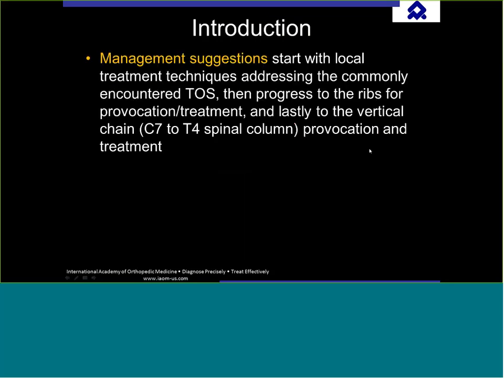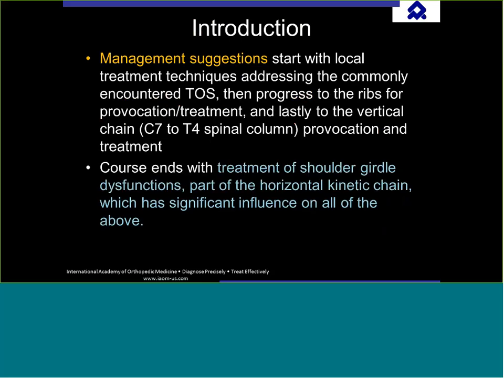Management suggestions start with local treatment techniques, because if we're using our hands as mechanical therapists to improve local physiology, we have to be able to know which techniques we want to employ when, in order to initiate the healing responses that we're trying to get. And the course ends with a specific treatment of shoulder girdle dysfunction, part of the horizontal and kinetic chain, which has significant influence on all of the above.